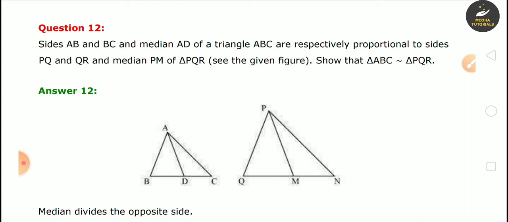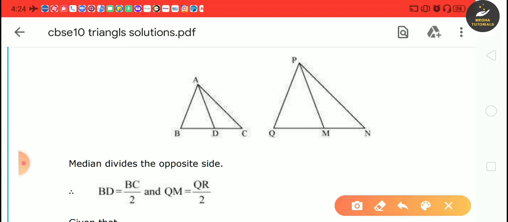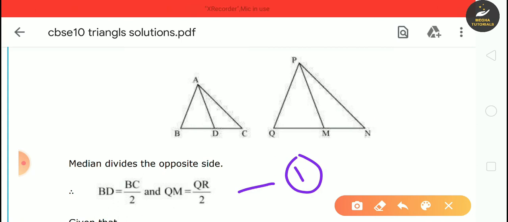Okay, so let's go ahead. We know that median divides the opposite sides. Therefore we can write BD is equal to BC upon 2 and QM is equal to QR upon 2. This is equation 1. In the diagram they have given that it is N, but it is wrong.